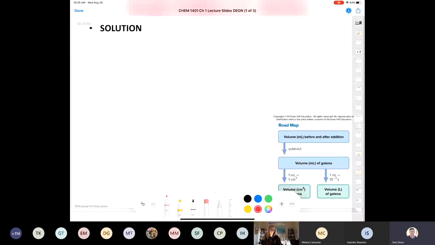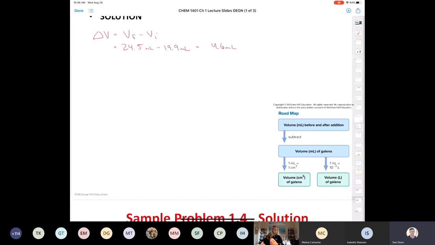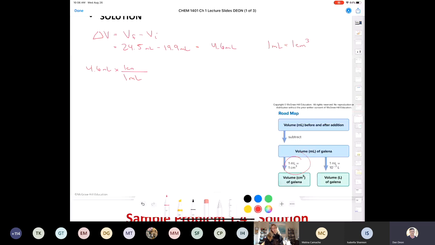Now, what conversion factors do we need to convert that volume into centimeters cubed or liters? Well, some people might remember this one, that one milliliter is equal to 1 centimeter cubed. So we can do that one pretty quickly. We can say that we have 4.6 milliliters, and we multiply by this conversion factor that in 1 milliliter, we have 1 centimeter cubed. And so milliliters cancel out, and we end up with 4.6 centimeters cubed, like that.